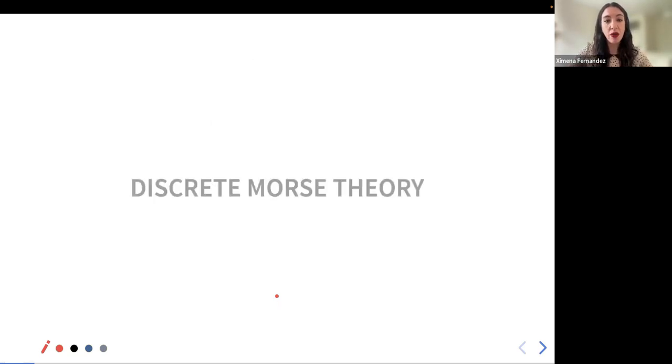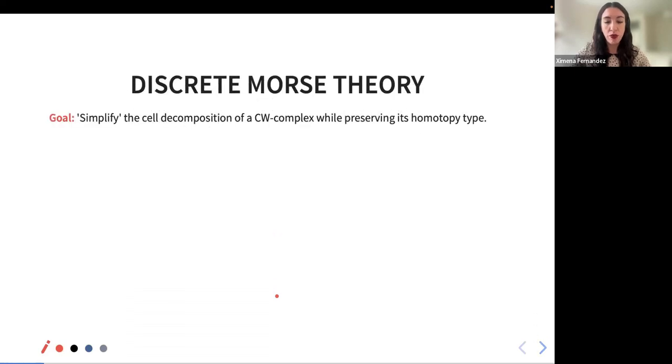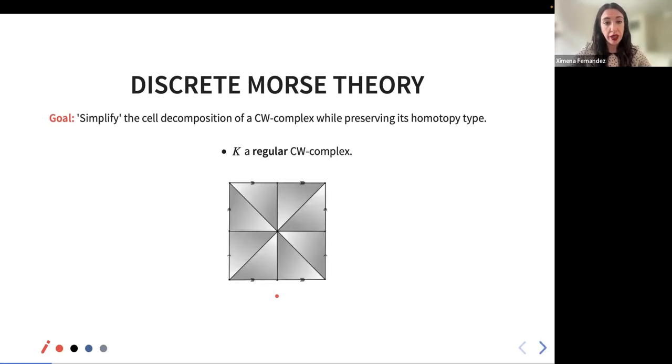So we are going to see that discrete Morse theory is, in a way, a generalization of the notion of collapsibility developed by Whitehead in the 30s. You probably know the main idea of discrete Morse theory: again, to simplify the cellular decomposition of a complex without changing the homotopy type. In this setting you work with regular complexes, like in this example, so the attaching maps are homeomorphisms. This will be our running example in the talk.